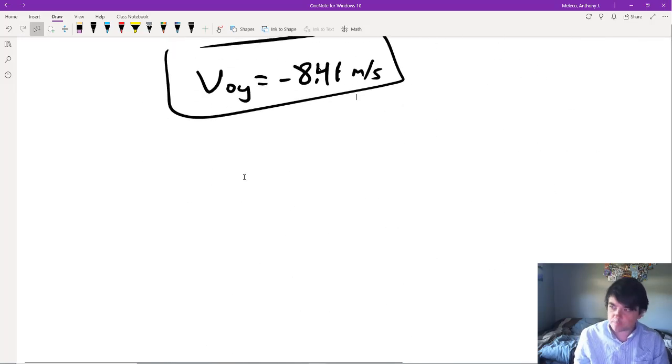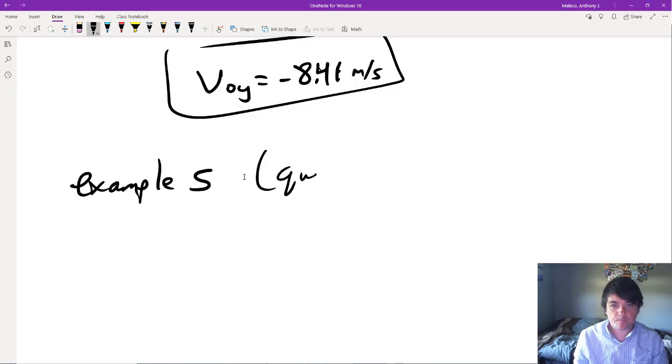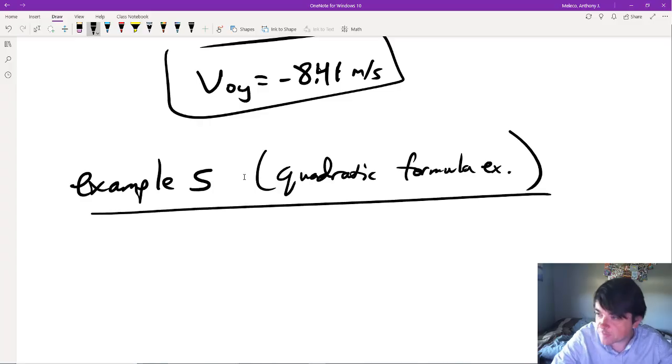There's one more example that I want to do with you, and this will be the quadratic formula one. So we will need the quadratic formula for this example.